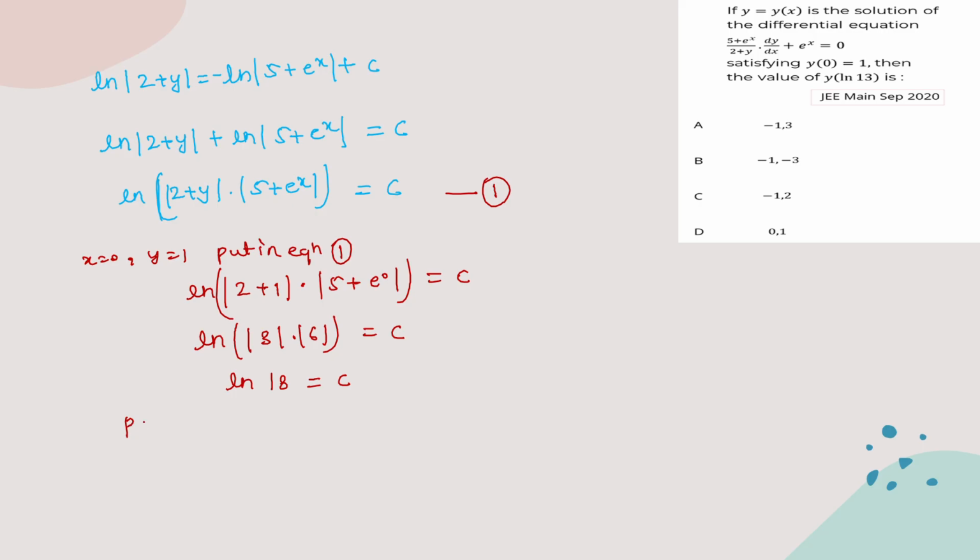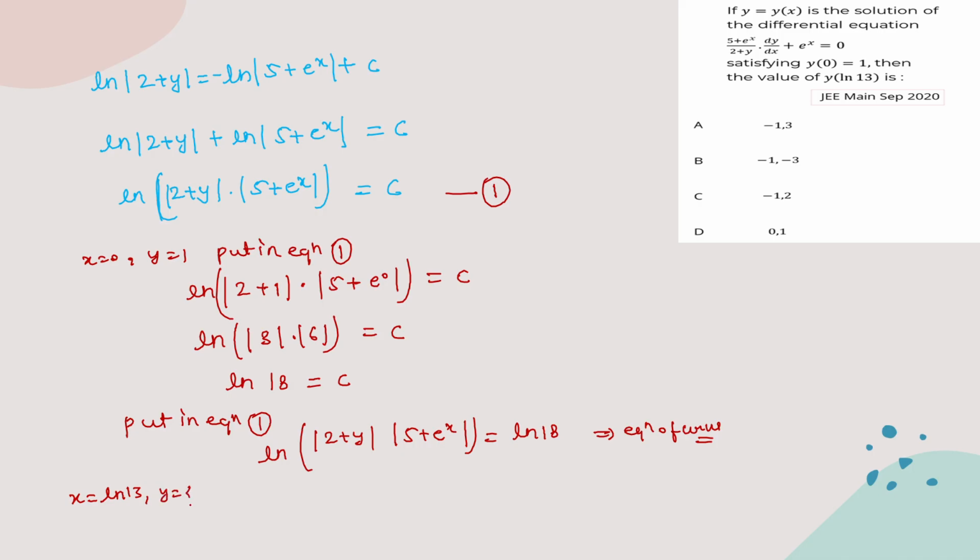So now put that in equation 1 again. So we will be getting ln of mod of 2 plus y into mod of 5 plus e to the power x is equal to the c value, which is ln 18. Now the question was asking the value of this total function. This is actually our equation of curve. Now the question is asking that at x is equal to ln 13, what is the value of y?